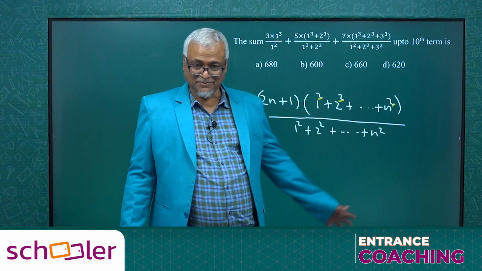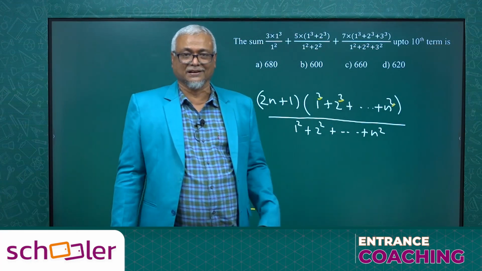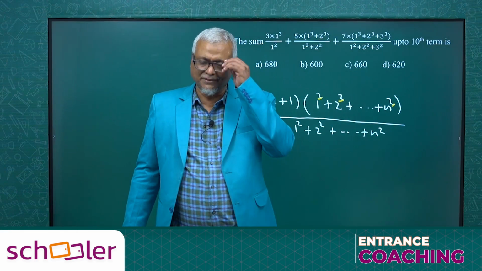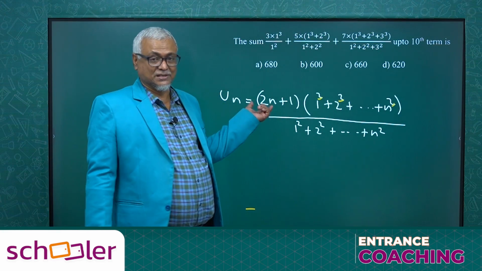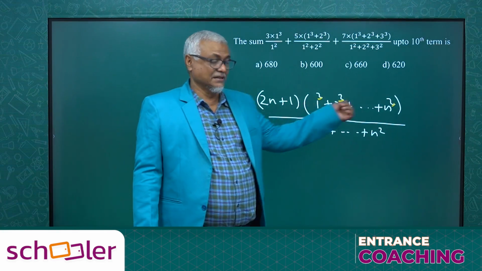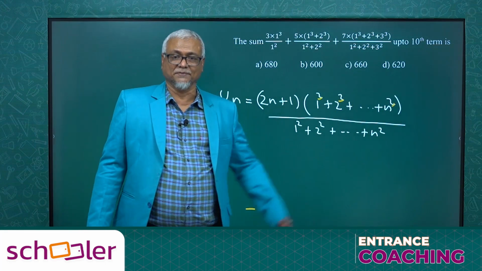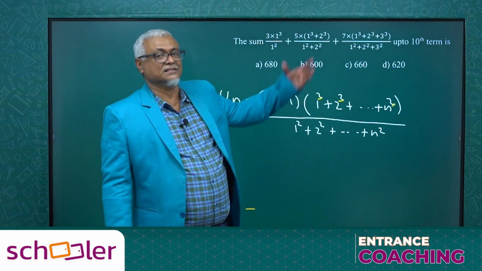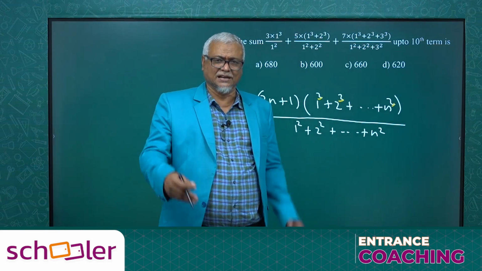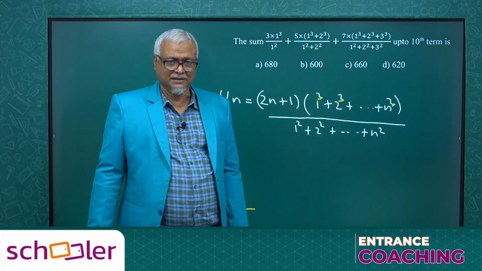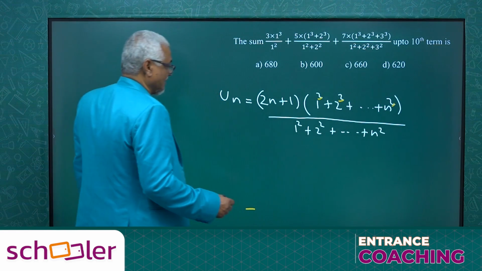It seems to be a very big question, but don't be afraid. We use everything here. 2n plus 1, odd number terms. Here the sum of the cubes, here the sum of the squares, but one is in the numerator, one is in the denominator. Certain terms cancel, and only a few remain. Simplification should be easy.